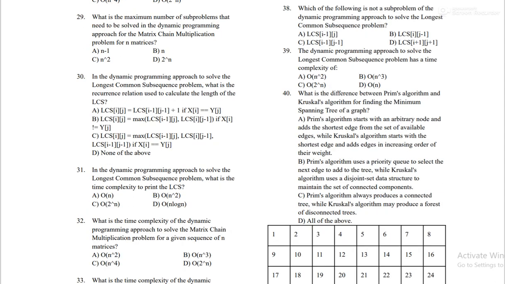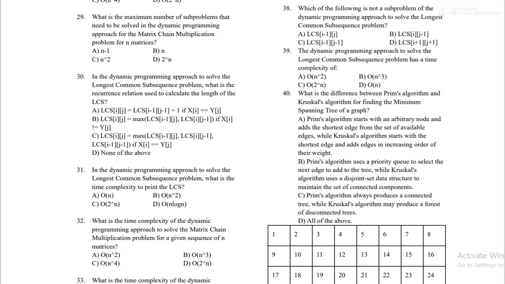That is, for solving the LCS, when we construct a matrix or the table using the values for the length of LCS, we never take the value which is present in the next row and the next column. So we don't go diagonally downwards, we always move towards the right. So here the correct option for this question is option D, LCS of i plus 1, j plus 1.